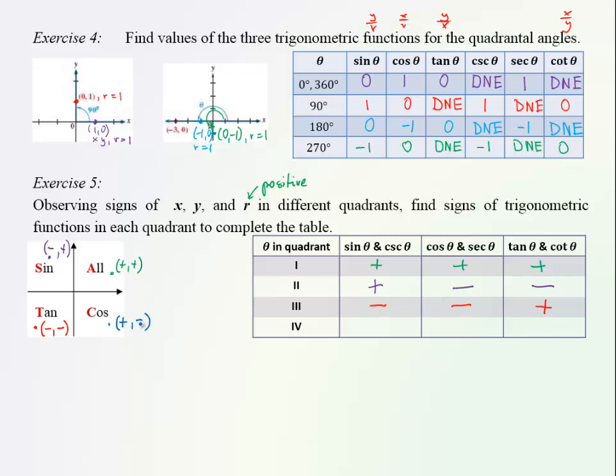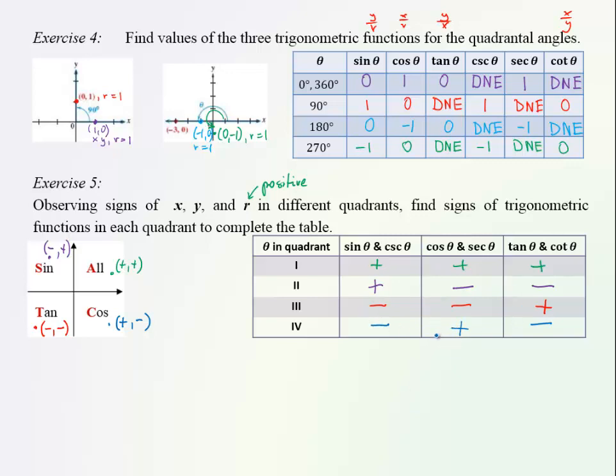Therefore, only those functions that involve the second coordinate in their definition, like sine or tangent and their reciprocals, will be negative. So sine is negative and tangent is negative. Cosine and secant will be positive. Okay, so we built some information about our functions.